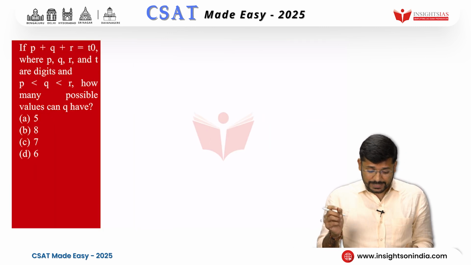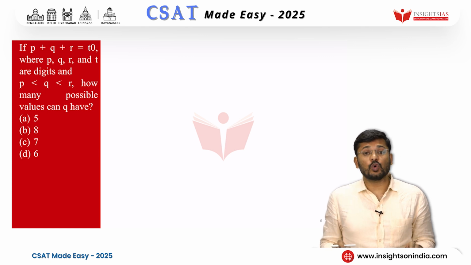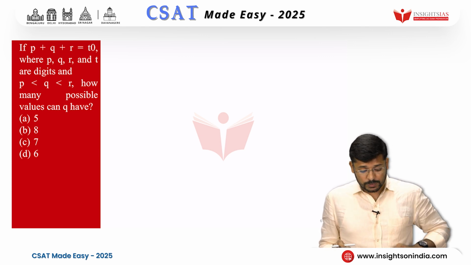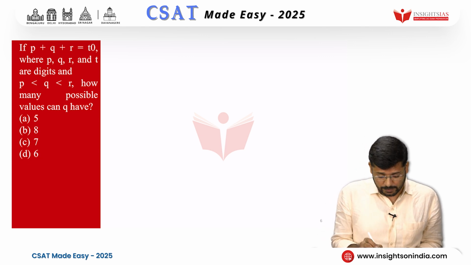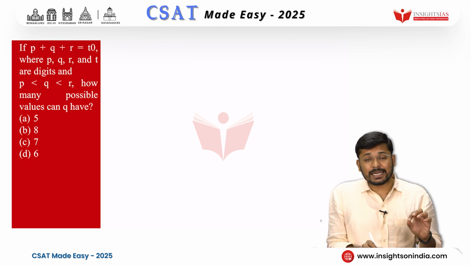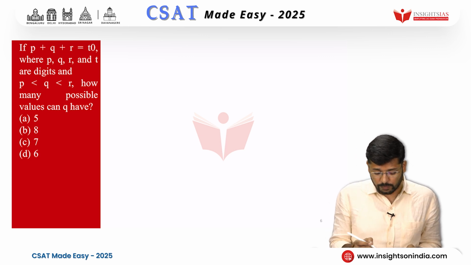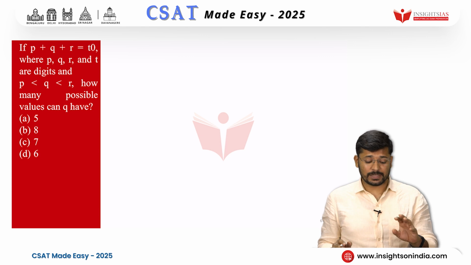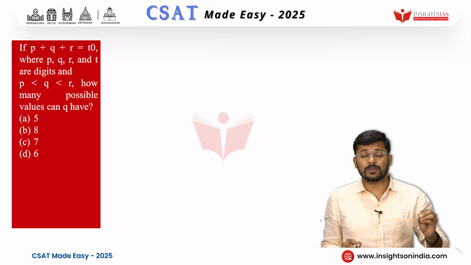If P plus Q plus R is equal to T0, where P, Q, R and T are digits and P is less than Q is less than R, how many possible values can Q have? Now we need to see how many possible values are possible for Q. Let us see how it turns out. The condition here is that P is less than Q is less than R. We can only make 10 and 20, right? We have already established that in this condition T0 is either 10 or 20. So first we shall see the case of 10.